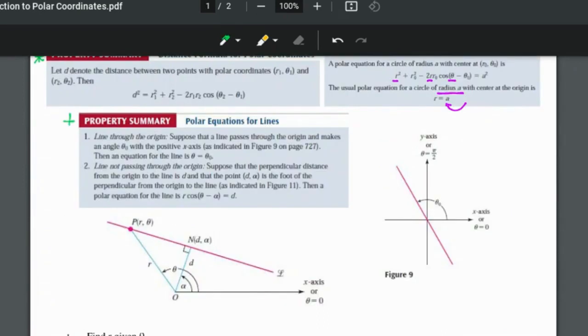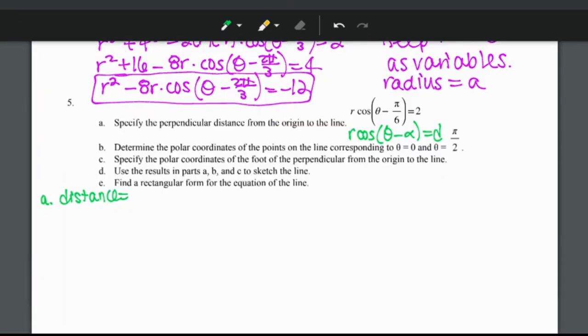For our last problem, we're going to look at the polar equations for lines, and we're going to use this equation as well as this ordered pair for the foot of the perpendicular. As a reminder, the foot of the perpendicular from geometry is the point at which the perpendicular intersects with the line. For part A, since we're specifying the perpendicular distance from the origin to the line, and our equation is set up exactly like the generic formula, we're just going to look at what it's equal to, and since it's equal to 2, that's our distance. So we're done with part A.